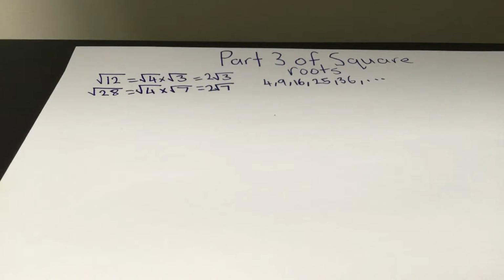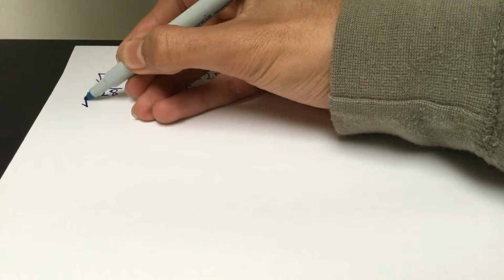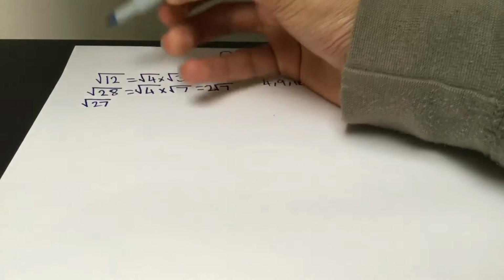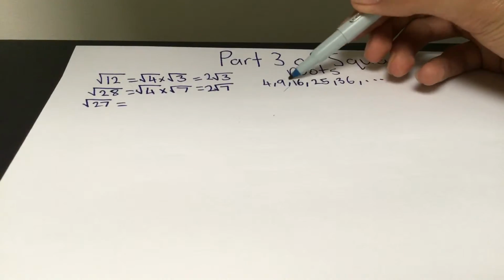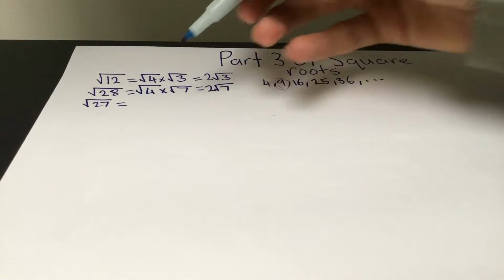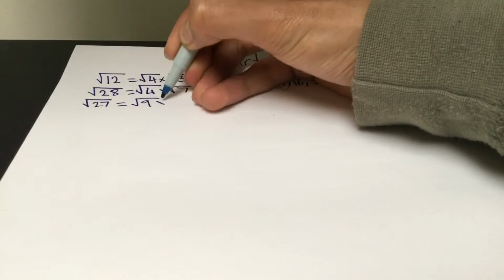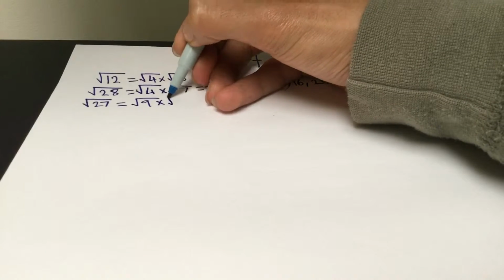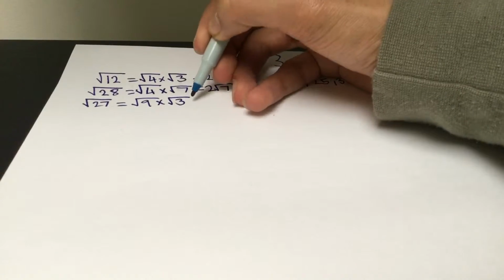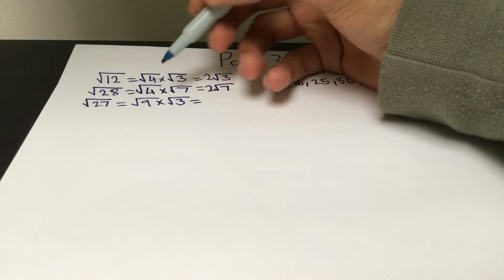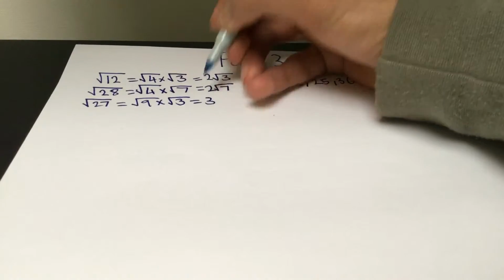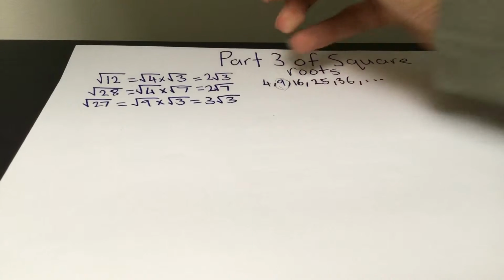Let's move on to square root 27. So we have to look at this. The only number that will work is 9. So square root 9, and what's left is 3. So square root 9 times square root 3. When you simplify this, square root 9 will give us 3, and what's left is square root 3.